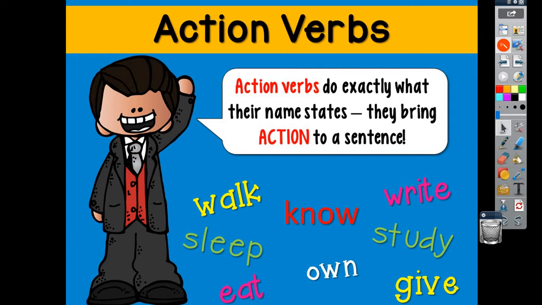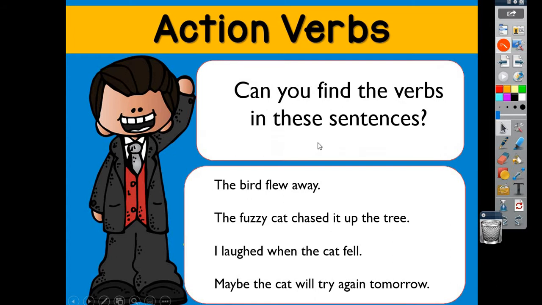And remember, an action verb is just something that shows action. It's something that you can do, like walk, or sleep, or eat, or give, or study. These are all things that you could do. You could get up and do them. So that makes it an action verb, and that's usually what verbs do. Let's see if we can find the verbs in these sentences real quick, just to make sure that we remember.